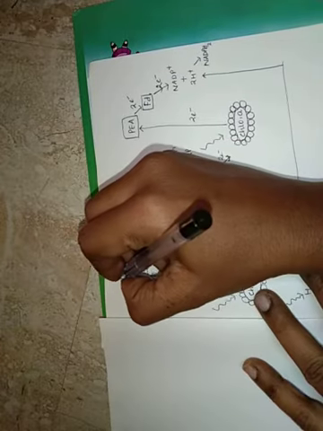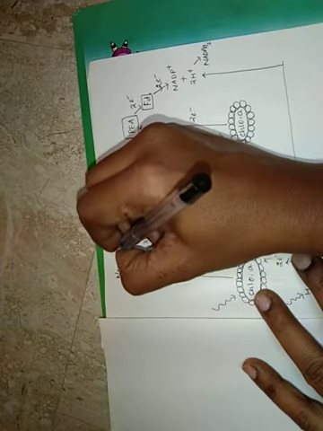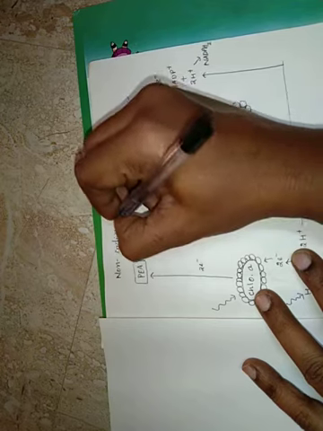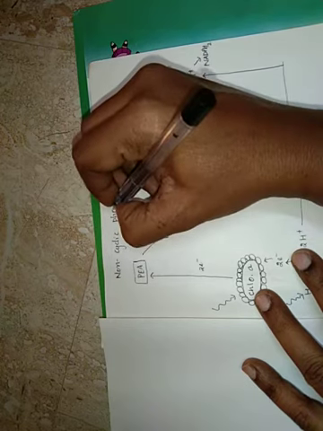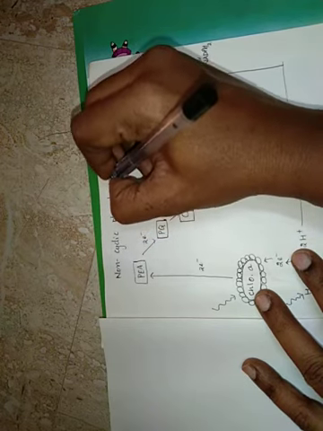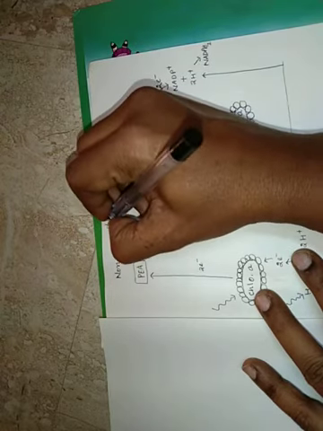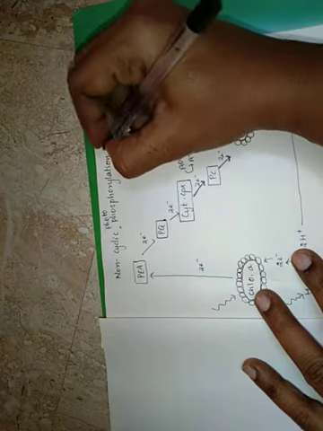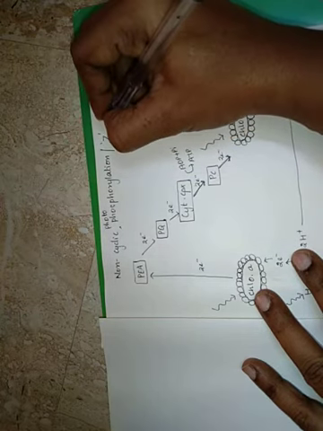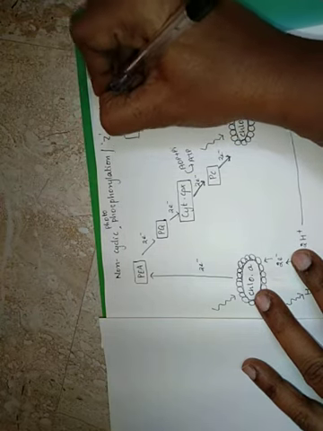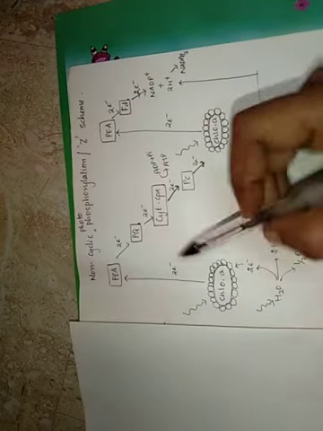The next one, the non-cyclic photophosphorylation process. So the non-cyclic photophosphorylation process is also called as the Z scheme. Sorry students, note it as non-cyclic photophosphorylation, also called as the Z scheme, because the route in which it is traveling resembles the letter Z. It is named as the Z scheme.